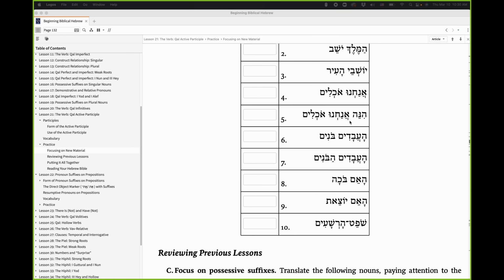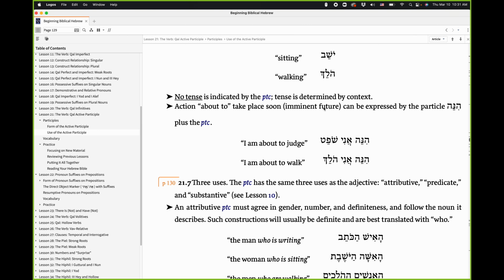All right, so we've got hene, anachnu, ochelim. This is that situation where you have hene with a participle. And so you want to remember up here, that's what the hene particle is doing, it's drawing your attention, like, watch, I'm doing this. It's similar to how in English, if I were to ask you, what are you doing tonight? And you were to say, I'm going to the movies.